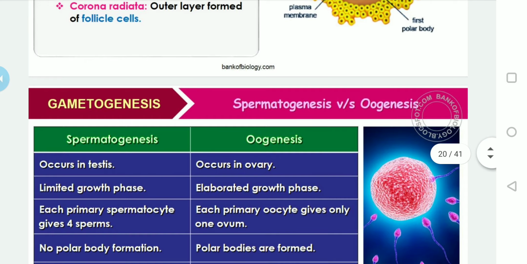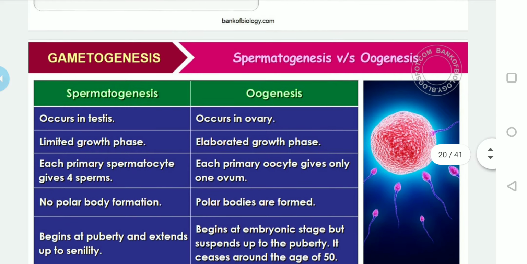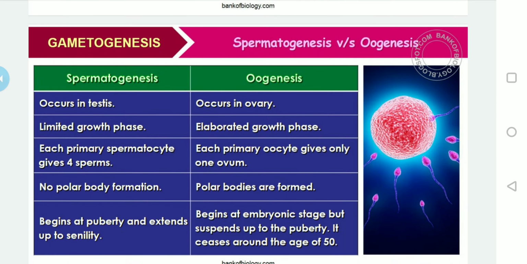Here, after this process, the question arises: what are the differences between, as I said in the beginning, the gametogenesis? The process of formation of gametes in the gonads, the primary sex organs, is called gametogenesis. It includes two types, namely spermatogenesis and oogenesis. They can also ask this question for 4 to 5 marks: differentiate between spermatogenesis and oogenesis. Here are the differences I have given. Along with it we can also discuss 3-4 more points.